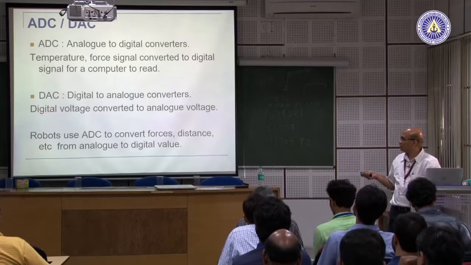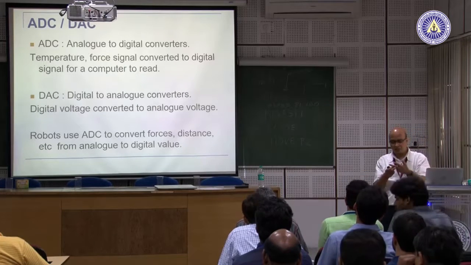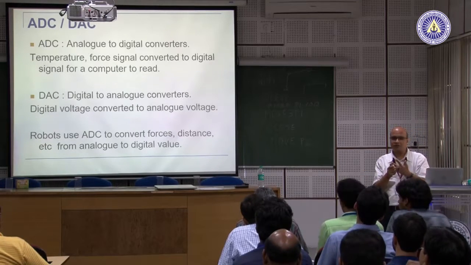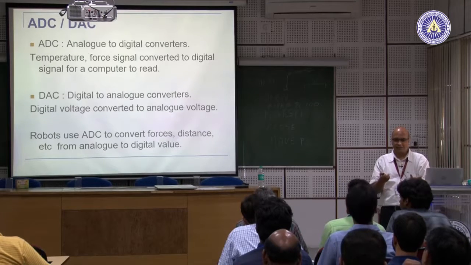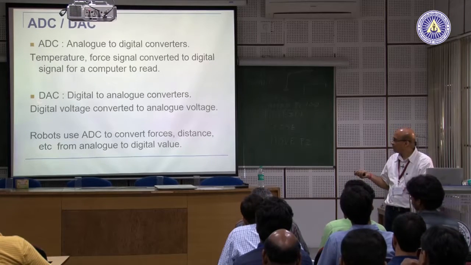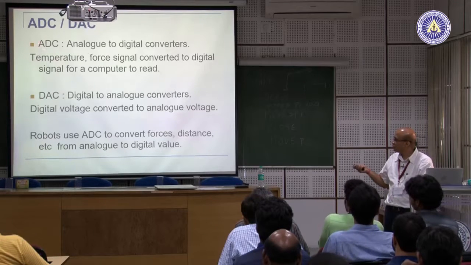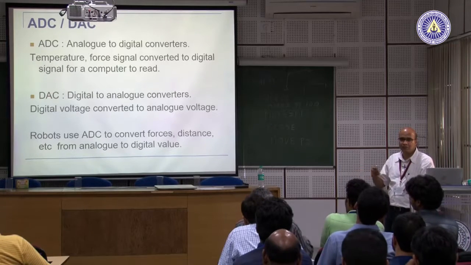Similarly, if a robot wants to communicate with another device, now most of the other devices will not understand analog signals, they understand only digital signals. So, it has to convert from digital to analog, or analog to digital, and this is digital to analog, either way, both ways it goes.